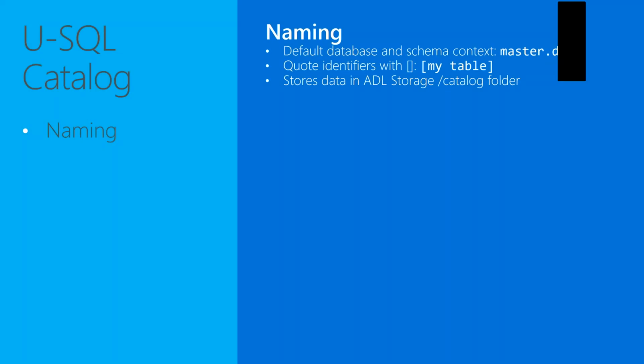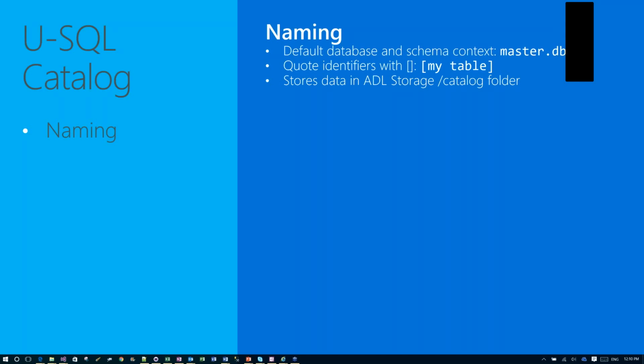So let me quickly go into some specific aspects here in terms of naming. As I mentioned earlier, the default database and schema context is following the standard way of naming in SQL Server. So the default database is always called master and the default schema is always called DBO. Now, they do not necessarily have the same semantics as SQL Server in terms of permission settings, etc. It just makes it easier for people coming from SQL Server to know where they are when they start.